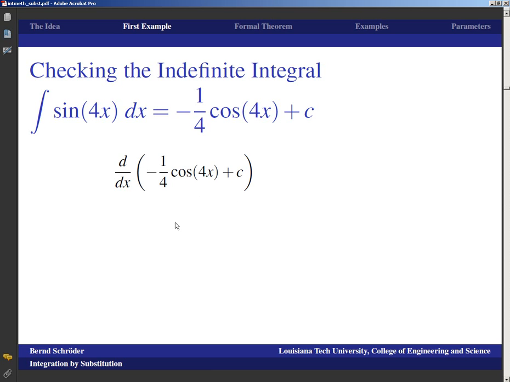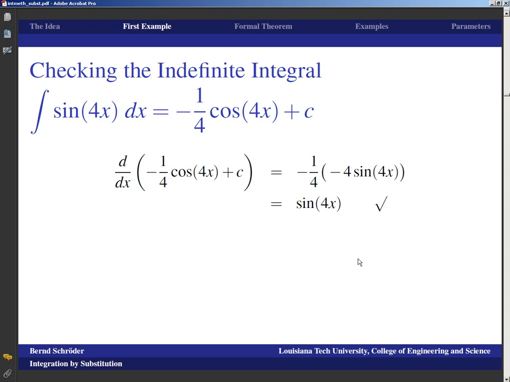You take the derivative. Well, the derivative of negative 1/4 cosine 4x plus c is negative 1/4 times the derivative of cosine, which is negative sine, so you get negative sine of 4x times the 4, which is the derivative of the inside, and then of course the plus c, the derivative of that is 0, and when you simplify that you get sine 4x back. So at least for this example, this method worked out.